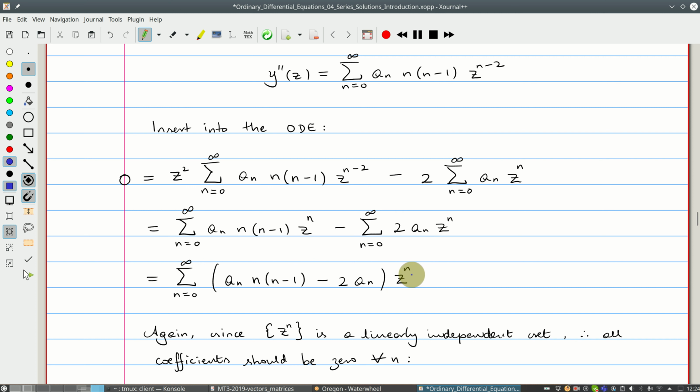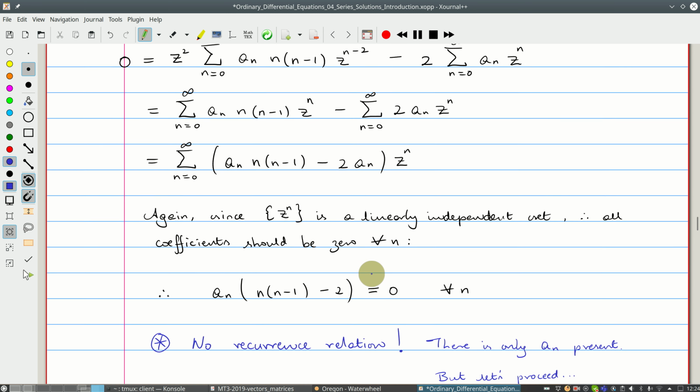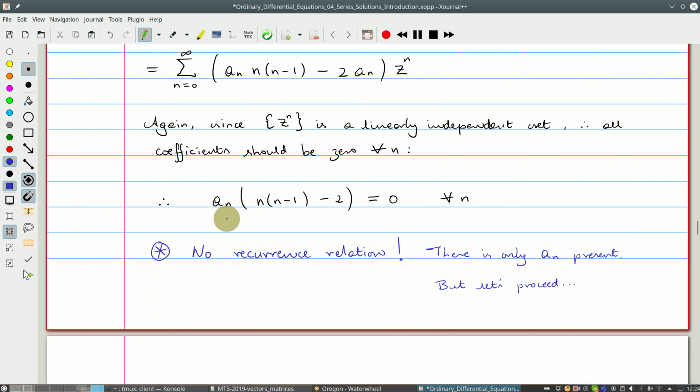Now we apply the same idea as before. Since the functions z to the n are a set of linearly independent functions, the only way for this sum to be 0 for all z is if the coefficients themselves are 0 for all n. Therefore we have a_n times, in brackets, n(n minus 1) minus 2, close brackets, that is 0 for all n.